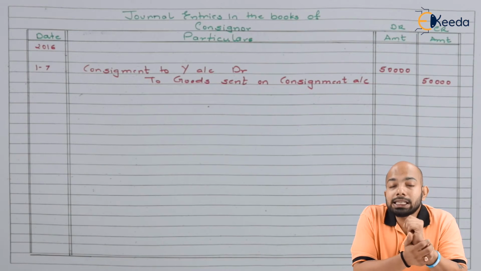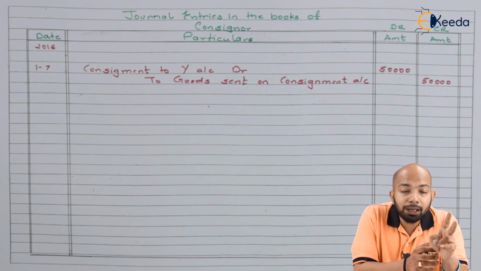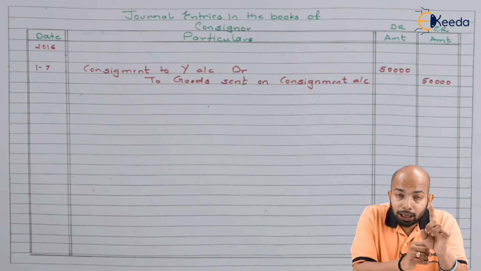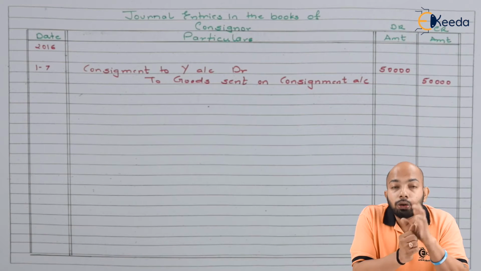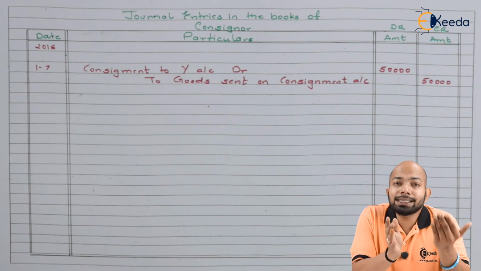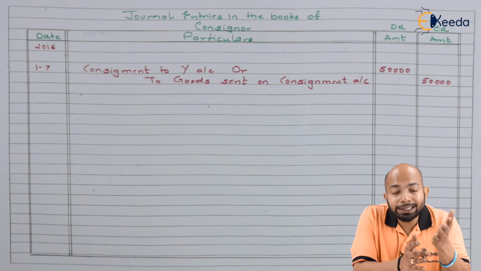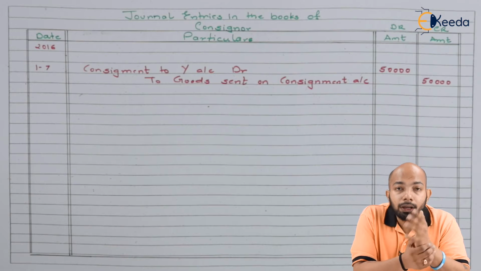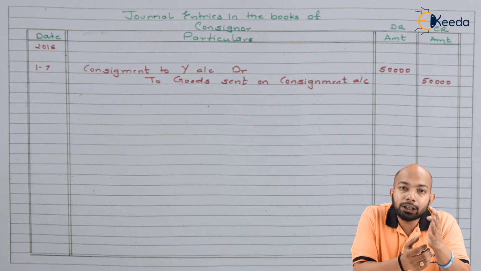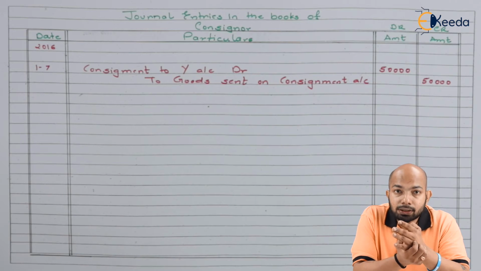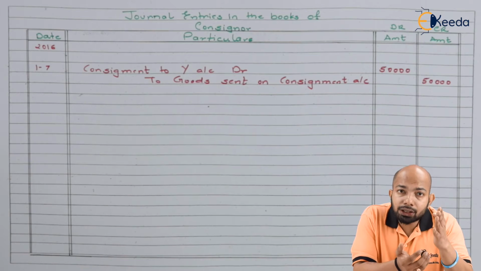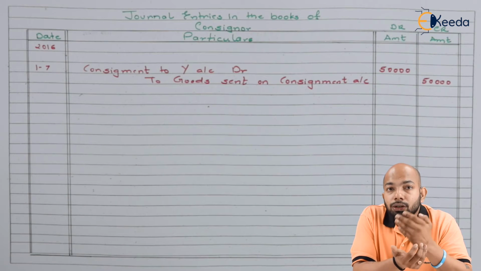So here two ledgers are opened. That means consignment sent to Y is one account, and goods sent on consignment account is the second account. These two accounts will be very frequent in the journal entries that we'll be doing further, and hence these ledgers are supposed to be opened so that we understand exactly what we have to post in them. Based on these journal entries, you'll be able to figure out the ledgers that you have to prepare.